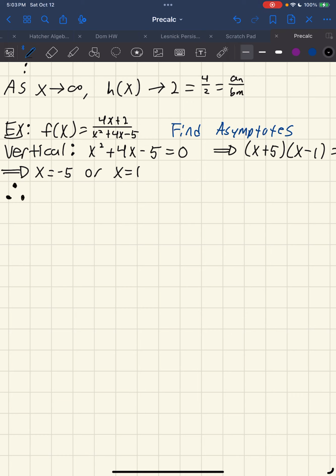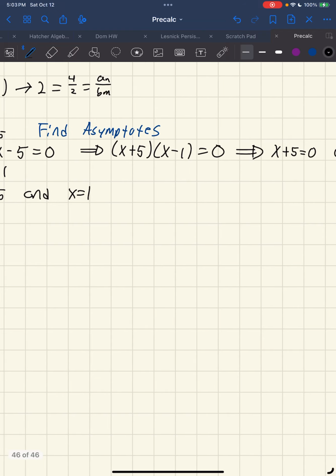Therefore, oh, I have not gone over that. These 3 dots just mean therefore. That's all that means, but let me actually write that. Therefore, x equals negative 5 and x equals 1 are vertical asymptotes.